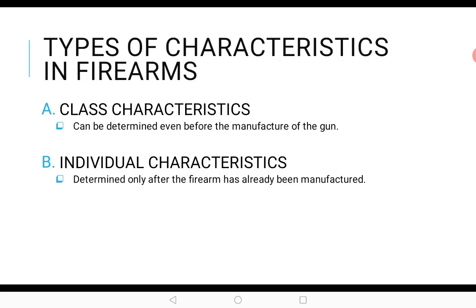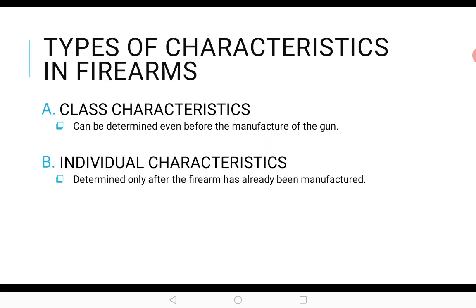Next, let's talk about types of characteristics in firearms. We discussed this already. When we say class characteristic, it can be determined even before the manufacture of the gun. These are characteristics considered to be a manufacturer's design or specifications. The individual characteristics are determined only after the firearm has already been manufactured.